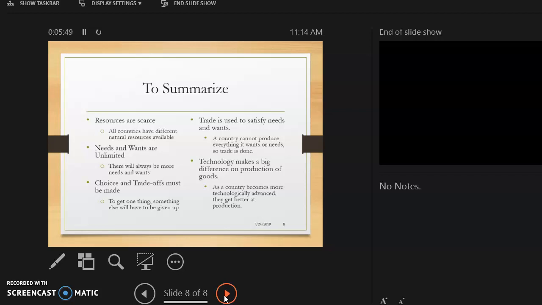Technology affects scarcity and our choices, because it makes a big difference in the level of production. As we've gotten more advanced in technology, more computers, more machinery that's automated, all those things have made things move a lot quicker, and we can produce things a lot quicker and certainly more advanced to get better production.